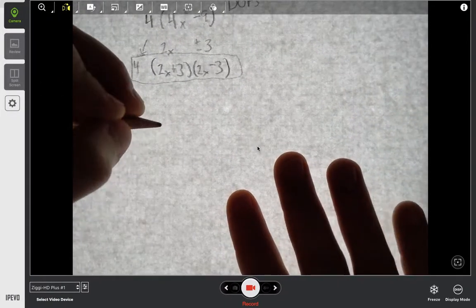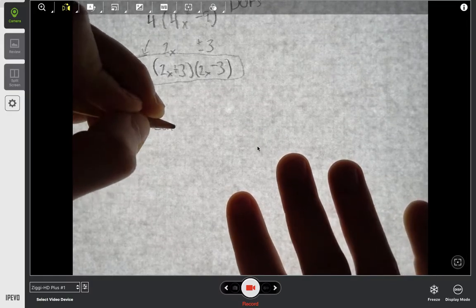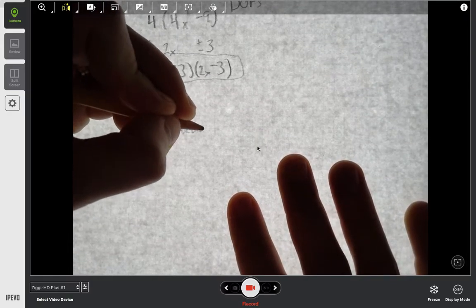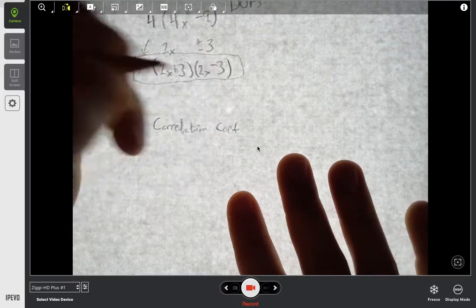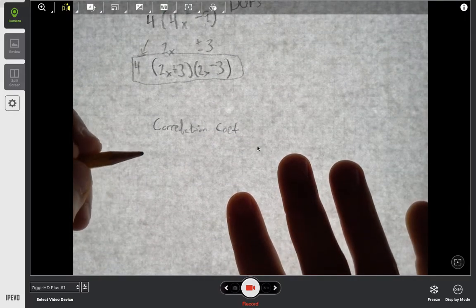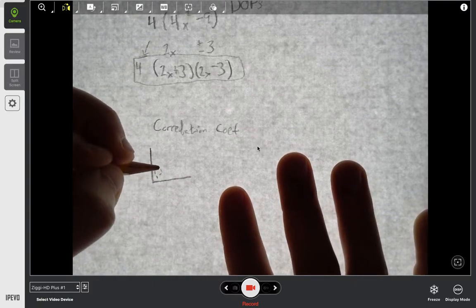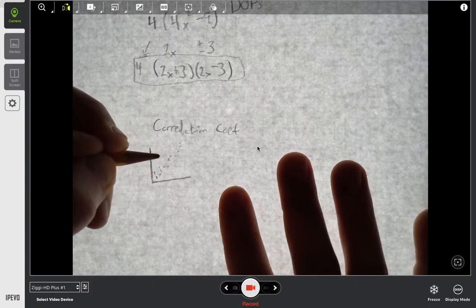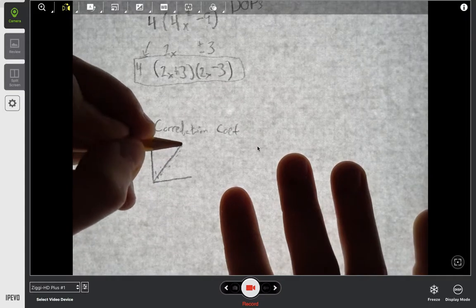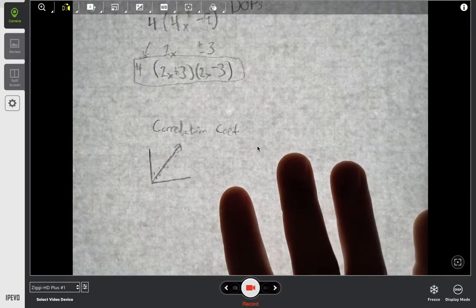For your correlation coefficient, the way that worked is you had these scatter plots where we get some data, and sometimes the data can be really kind of stacked together and very close, and you can very obviously see a line that goes with it. Ooh, sorry about that.